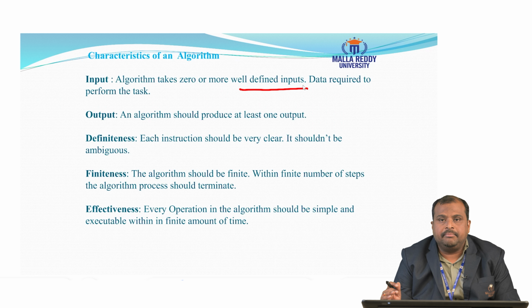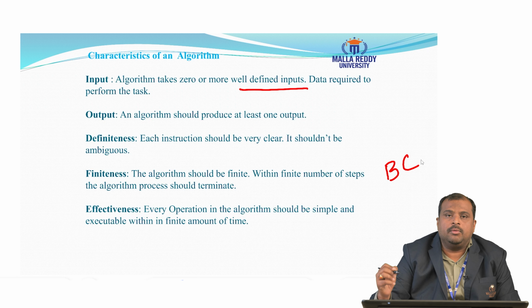Finiteness means that once the algorithm process has started, within a finite number of steps the process has to be completed and terminated. For example, say the execution of an algorithm will take 15 minutes. It will take around 15 steps to execute. If the algorithm process is executed within the 15 steps, in approximately 15 minutes, that will be considered the best case time complexity.